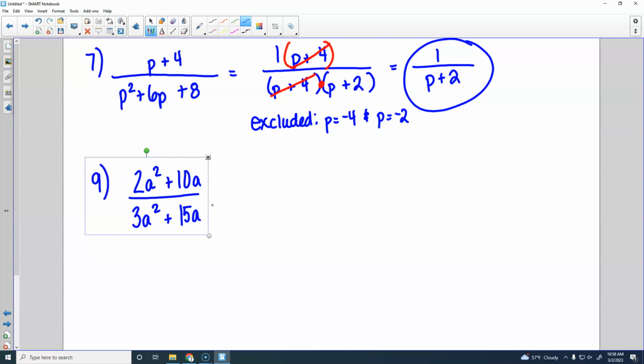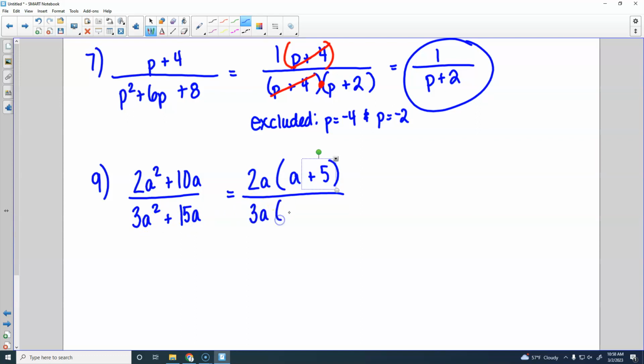We can just pull out a greatest common factor, whatever we could pull out of the top and pull out of the bottom by dividing both of those. In the top, I've got a 2a squared and a 10a. I could pull out a 2a. So I'm dividing 2a squared by 2a, I will just get an a, and then I'll get a plus 5 over here. If I multiply that back, it gives me 2a squared plus 10a. And then for the denominator, I would do 3a times a plus 5.